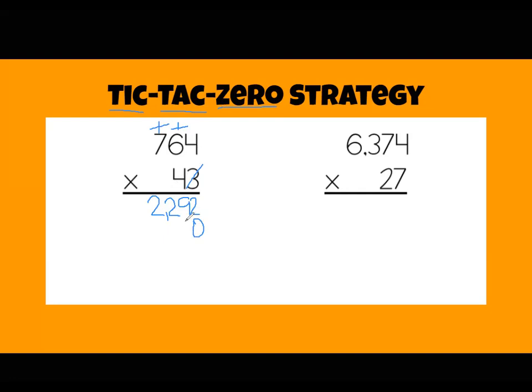4 times 4 is 16. So we put our 6 and we carry our 1. Now we multiply by the tens. 4 times 6 is 24, plus 1, 25, and then carry our 2. Last, we need to multiply by the hundreds. 4 times 7 is 28, plus 2 gives us 30.